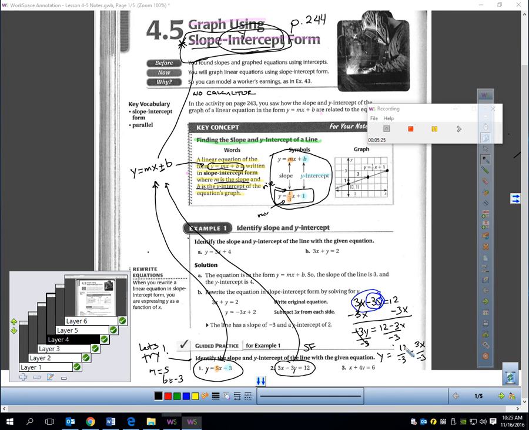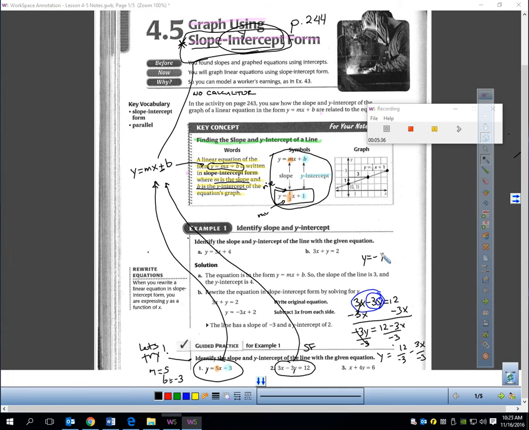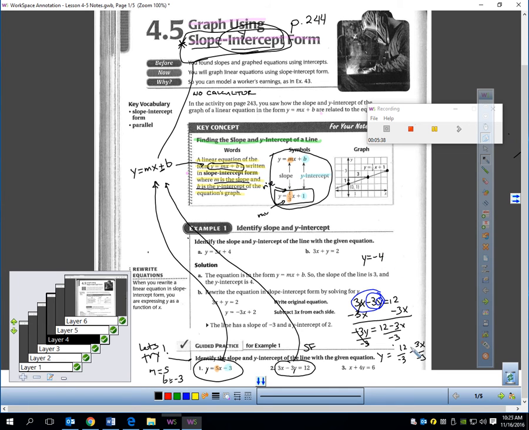Okay, positive over negative is a negative, so I'm going to write my answer up here. So y would equal, I have 12 over negative 3, which is negative 4. Negative over negative is a positive, and 3x divided by 3 is 1. And let me just rearrange this so it looks nicer. I have 1x minus 4. Okay, now that's in slope-intercept form.